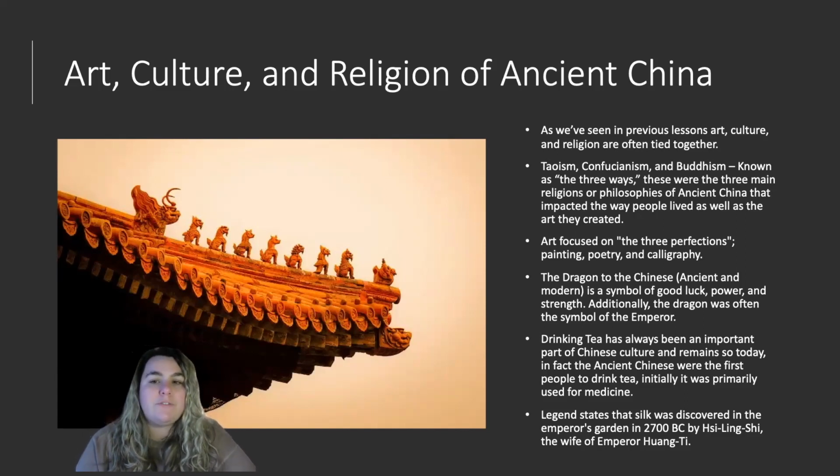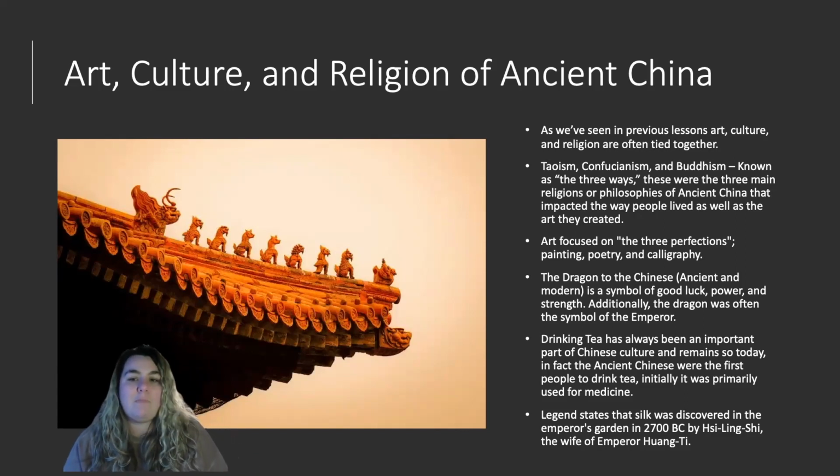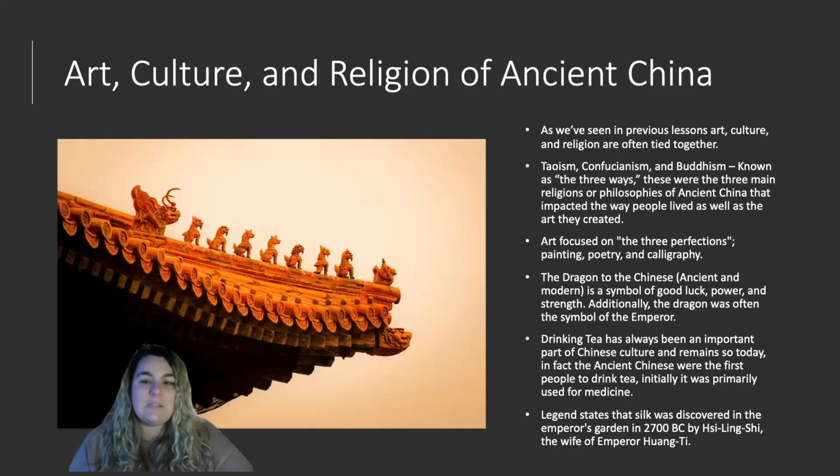So, Taoism, Confucianism, and Buddhism, they're known as the three ways. And these were the three main religions or philosophies of ancient China that impacted the way that people lived as well as the art they created. Art focused on the three perfections: painting, poetry, and calligraphy. The dragon to the Chinese, both ancient and modern, is a symbol of good luck, power, strength, and additionally, the dragon was the symbol of the emperor.